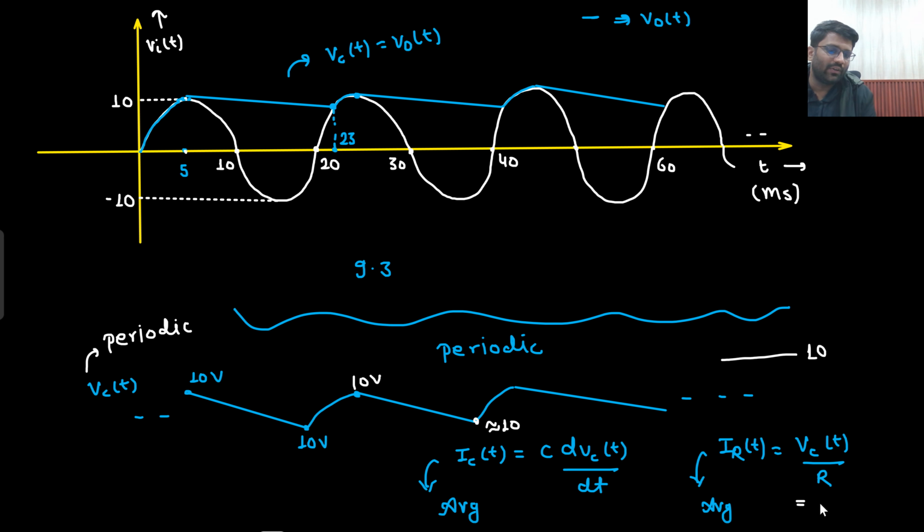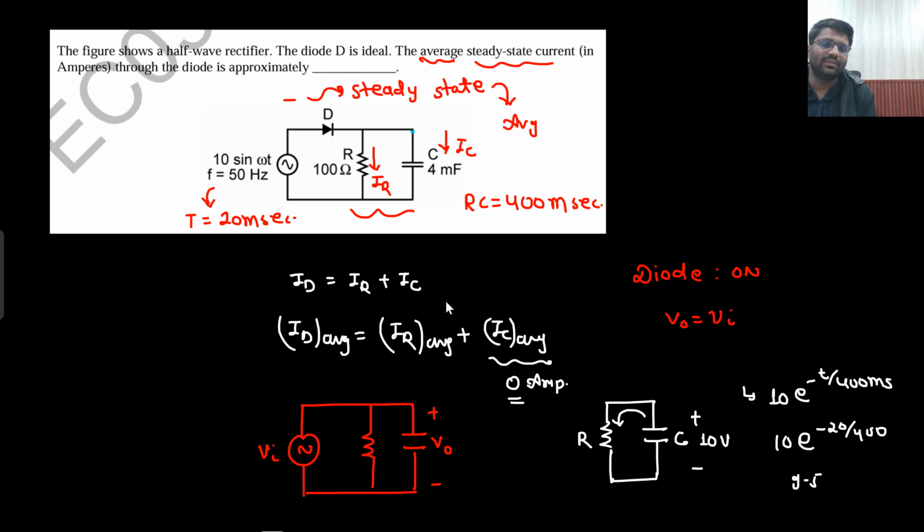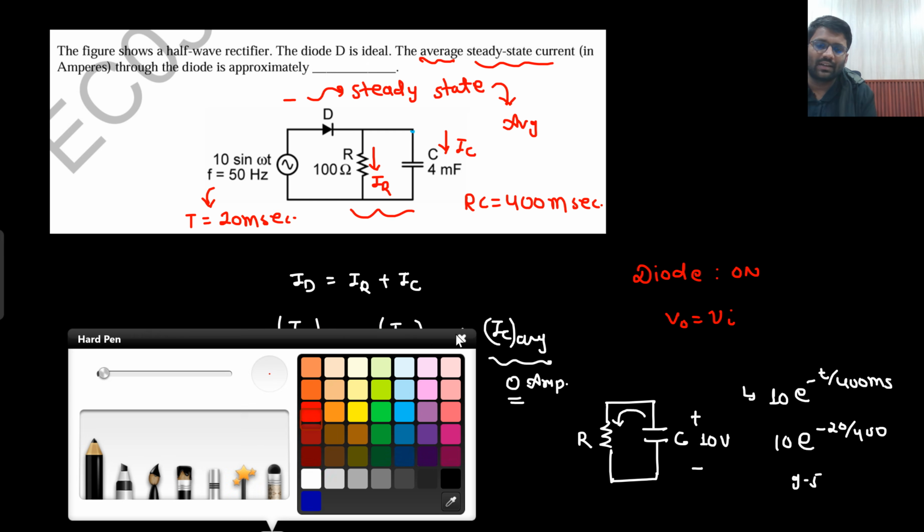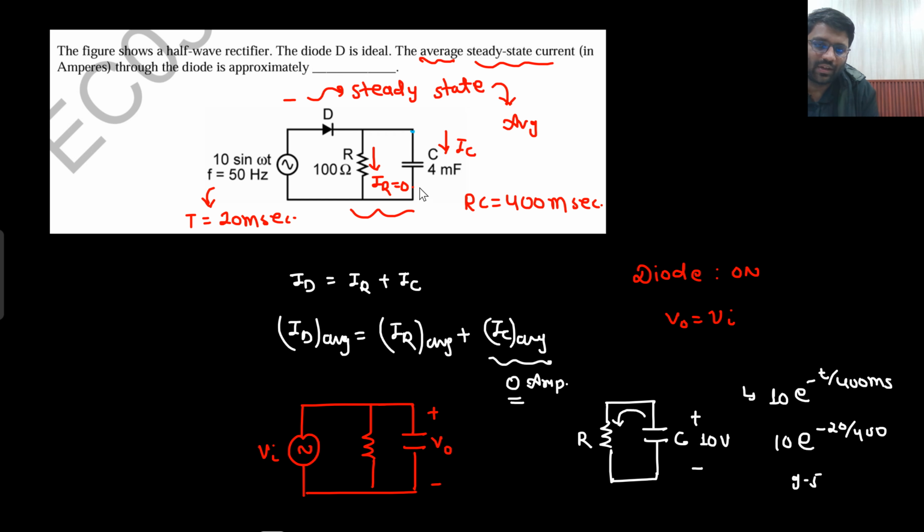That nearly constant value is 10 divided by the resistance value, which was 100. So sir, the average resistor current at the steady state I am getting as 0.1 ampere. So sir, this current is nearly around 0.1 ampere, approximately 0.1 ampere. So this current would also be approximately 0.1 ampere. So the answer was 0.1 ampere.